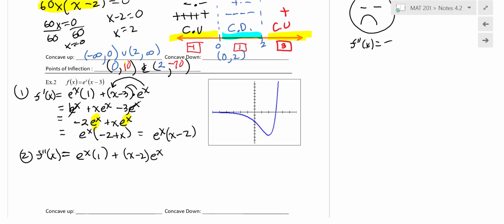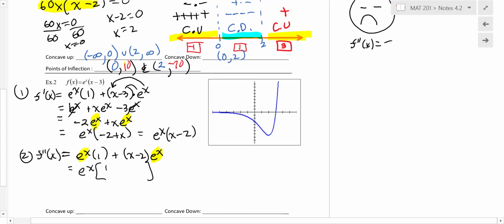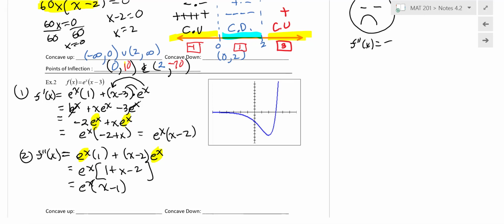Okay, now what you could do, I'll do this one a little different. I didn't see this when I was doing the first one, but couldn't you just factor an e to the x out right now? That's what I'd do. So we have e to the x, and what's left in that bracket? 1 plus x minus 2, right? If you take the e to the x out. So that's going to give e to the x times (x minus 1). Okay, so that's the calculus part of that. We've got our derivatives done. All right, everybody okay with that?